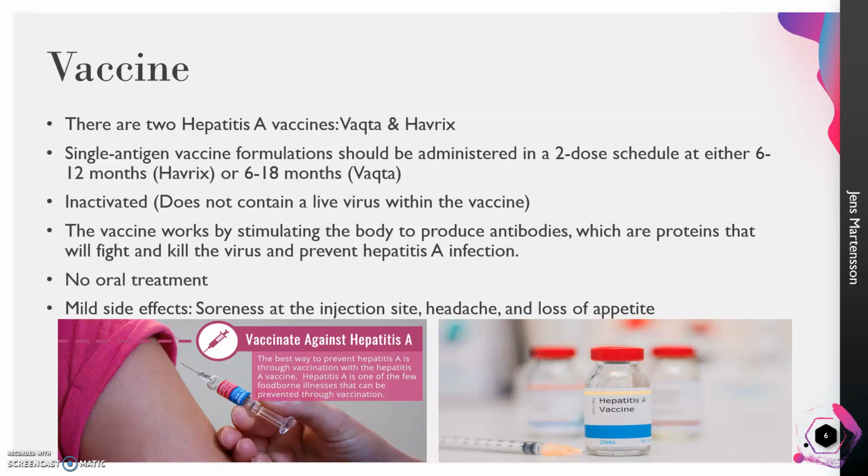Now, it's an inactivated vaccine, meaning that there's no live virus. The vaccine works by stimulating the body to produce antibodies, which are proteins that will fight and kill the virus and prevent hepatitis A infection. There is currently no oral treatment, so the vaccine is the best route, especially for long term. There are mild side effects: soreness at the injection site, headache, and loss of appetite.